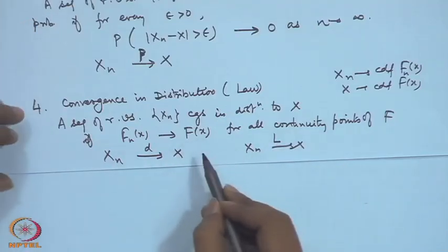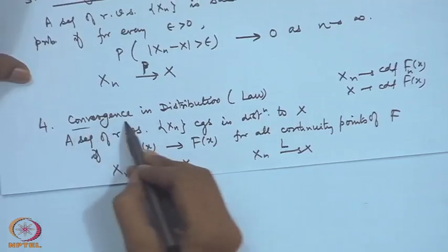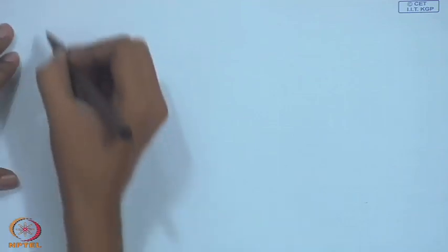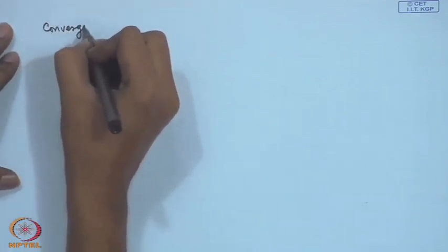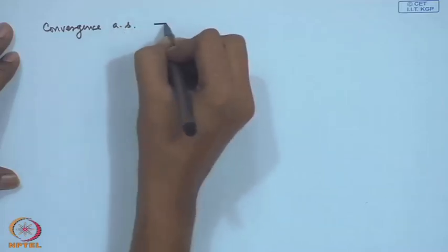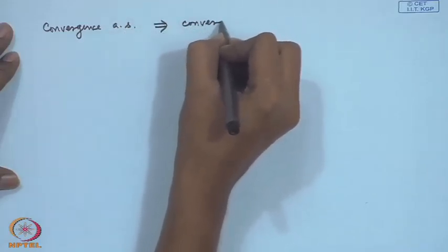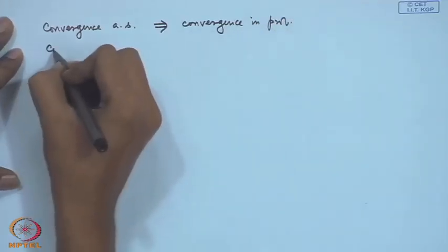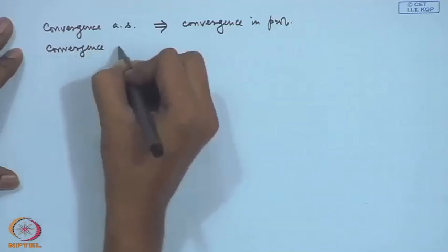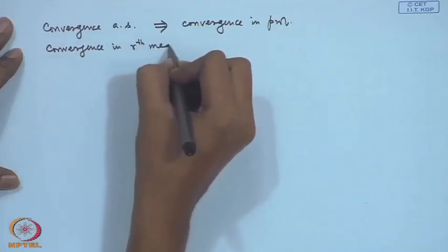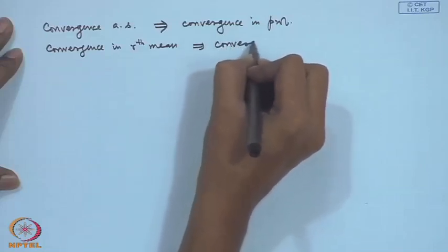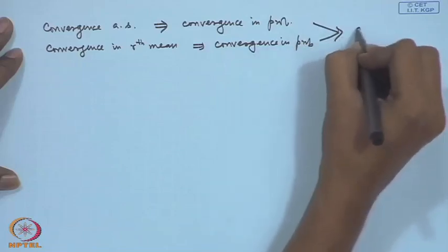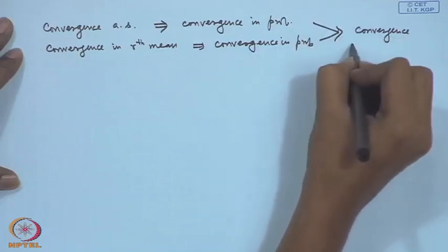The first thing one should ask is what is the relation between these various types of convergences. Without going into proofs and other things, I will mention this. Convergence almost surely implies convergence in probability, convergence in mean implies convergence in probability, and of course, convergence in probability implies convergence in distribution.